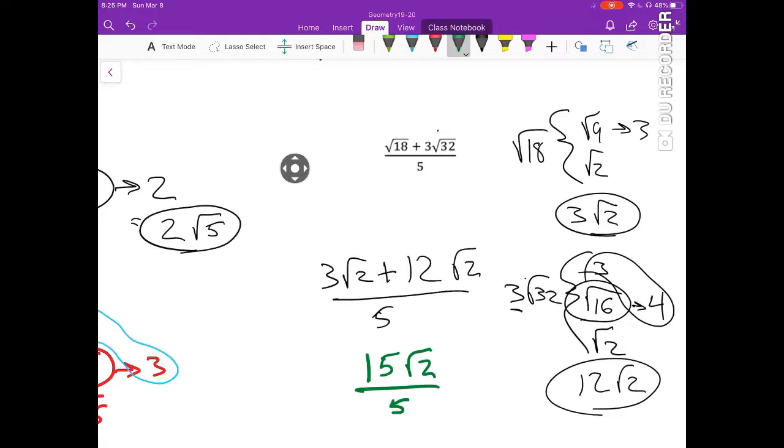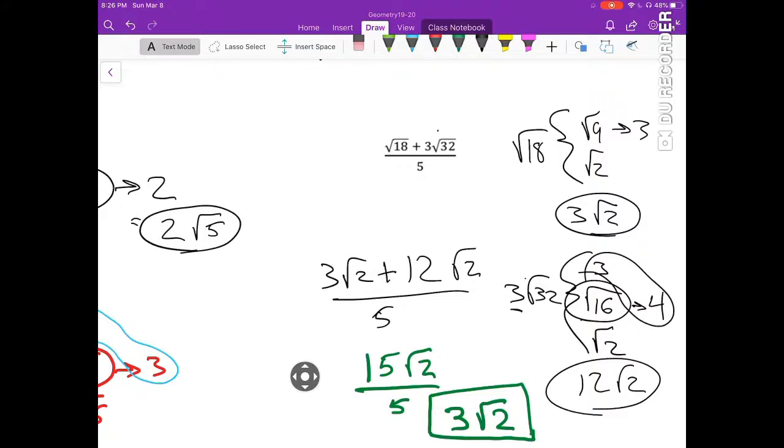We divide what's on the outside, and we divide what's on the inside. So there's a 15 and a 5 on the outside. We can divide those, and we get 3. And since there's nothing down here to divide by the radical 2, it just kind of stays. So my final answer here would be 3 radical 2. All right, and that's the toughest stuff that you'll see for simplifying radicals.